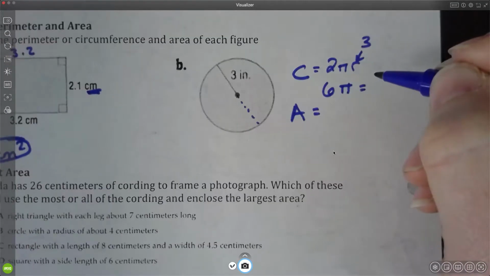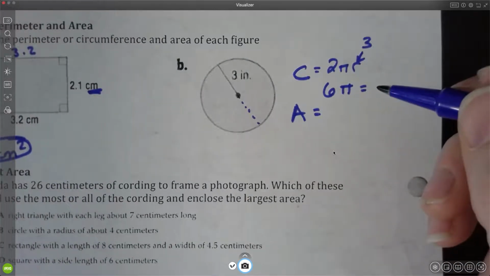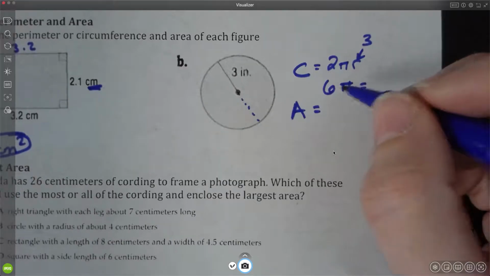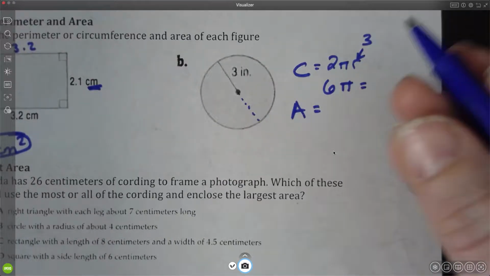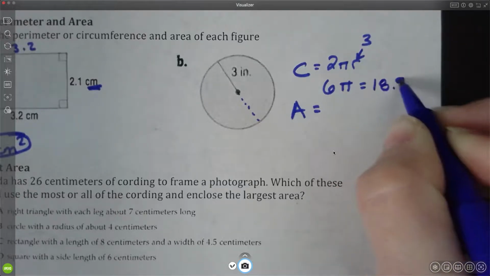Don't type in 3.14 in your calculator. You should be able to find your pi button. If you can't find your pi button, ask somebody else or ask me tomorrow, and I'll help you find your pi button on your calculator. But don't ever use 3.14 or your rounding will be off. So if we take 6 and multiply it by pi, we get 18.85 inches.